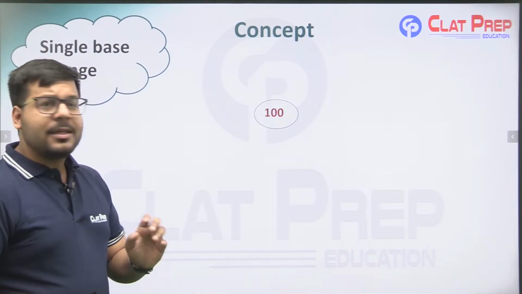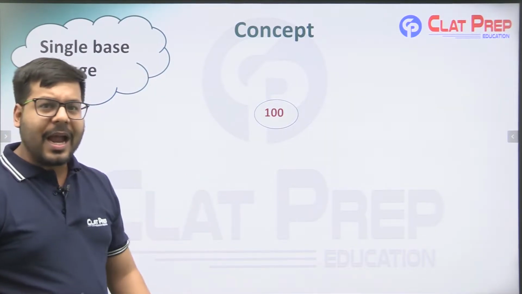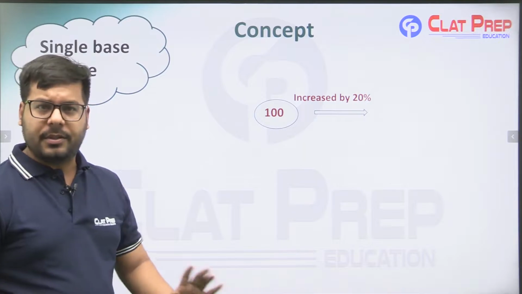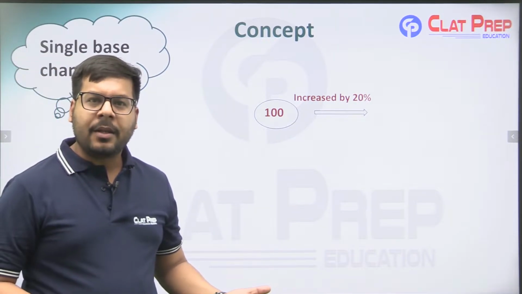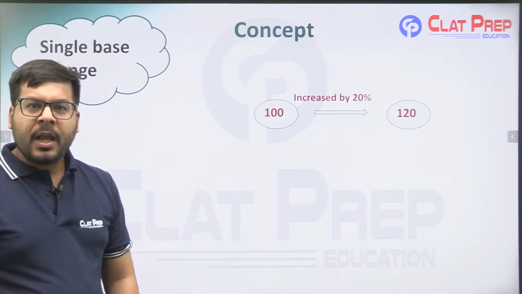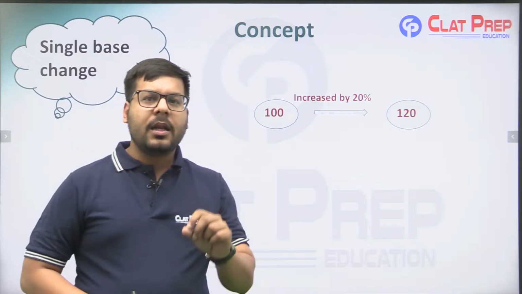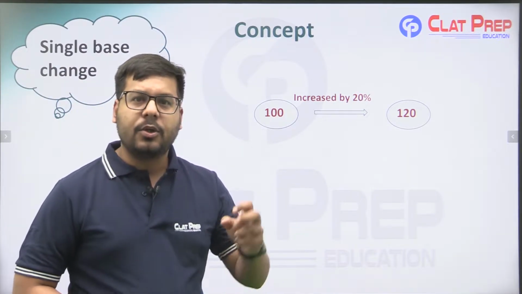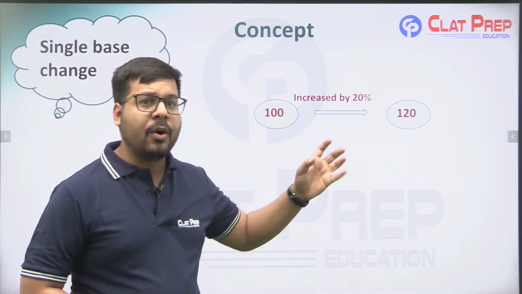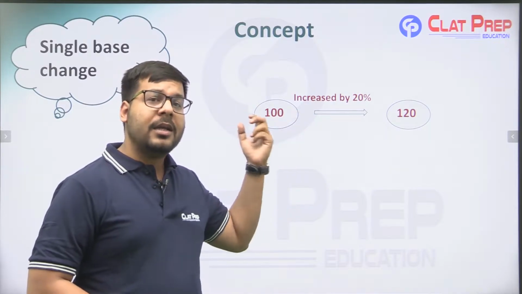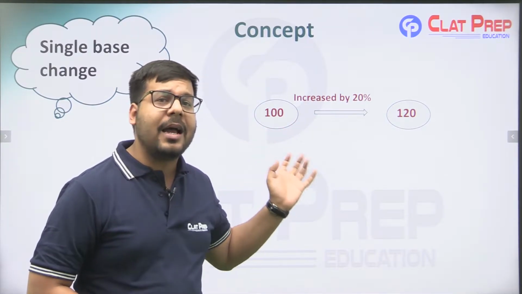Now let's suppose there is a number 100. I ask you to increase this number by 20%. Everybody can easily calculate that the result will be 120. But the problem is when the question asks to come back to the original value, or I ask you to reduce it back such that we get the result as 100.